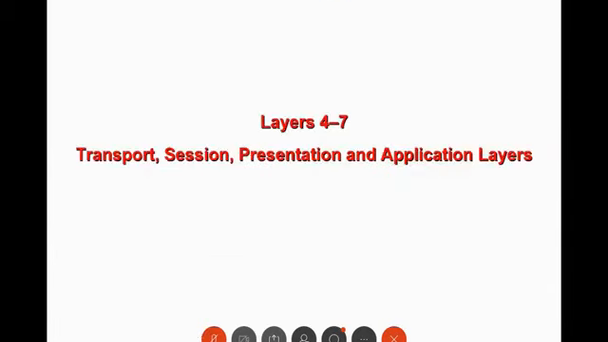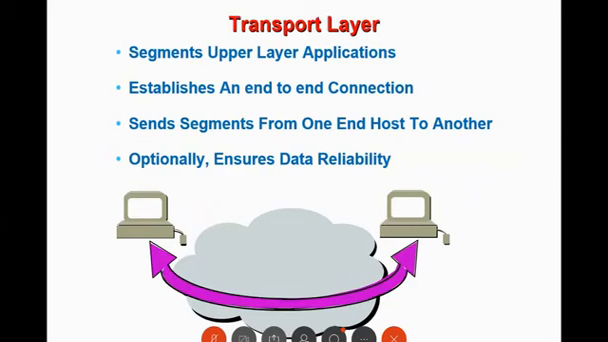Layers 4 to 7. Layer 4 is transport, layer 5 is session, layer 6 is presentation, layer 7 is the application layer. The transport layer transmits the packet segments that the upper layer applications support, establishes end-to-end connectivity, and sends the segment from one end host to the other end host, and optionally ensures data reliability.